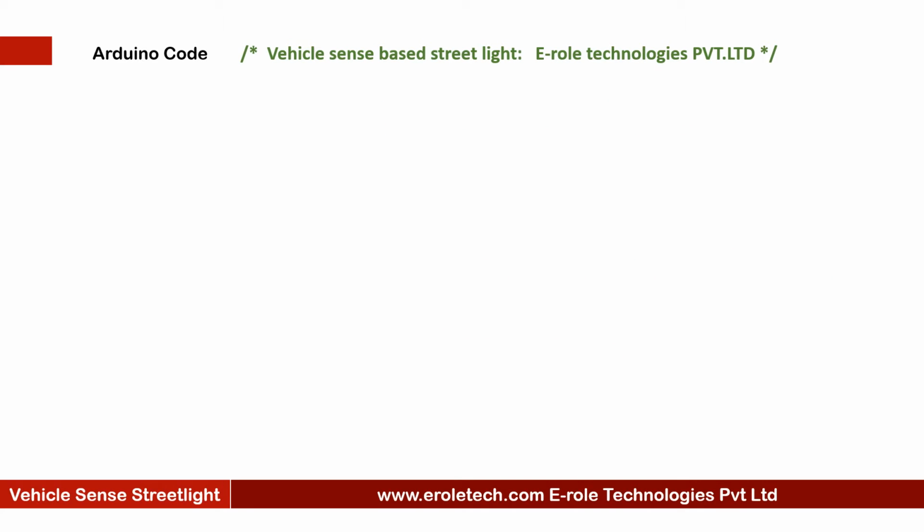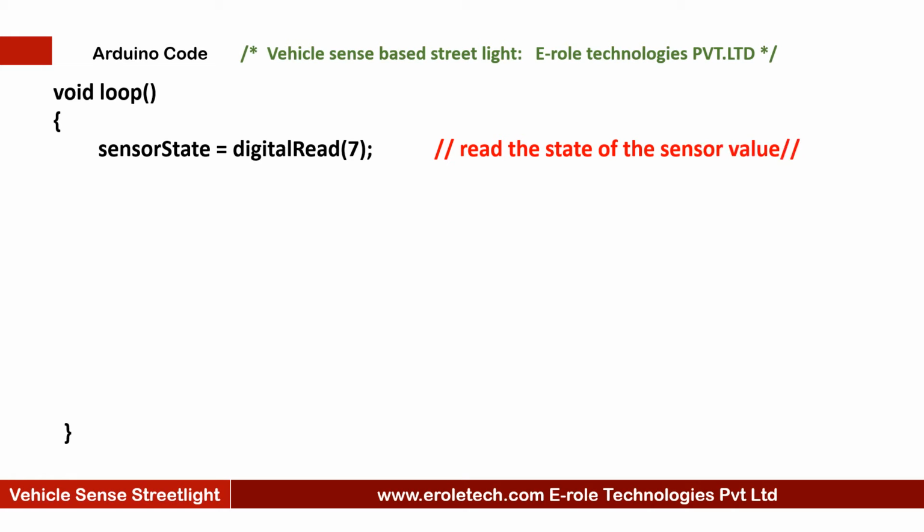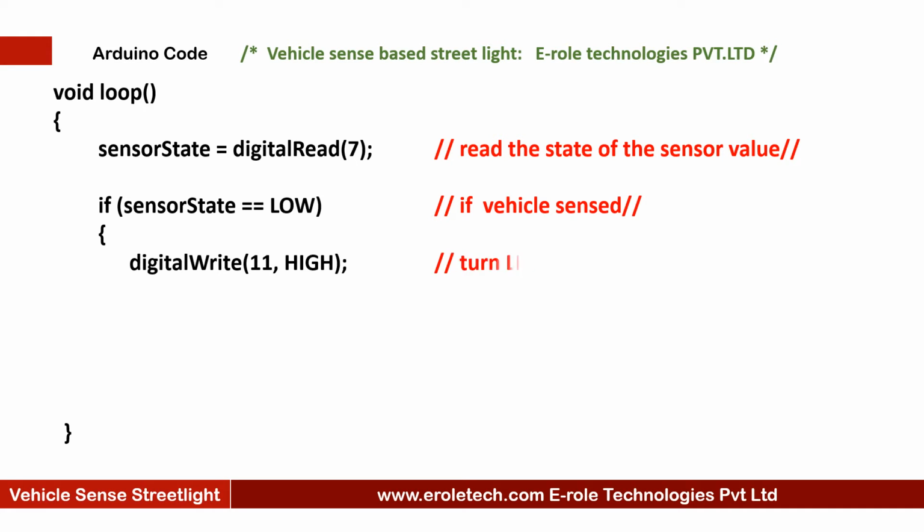Void loop. This function continues to execute the code written inside it over and over, unless we reset the Arduino hardware board. Sensor state equals digital read 7. Digital read is a function which will read the status of pin number 7 and store its value in the variable sensor state. If the sensor state value is low, then Arduino will give a high signal at its pin number 11. It indicates the presence of a vehicle in front of the sensor.